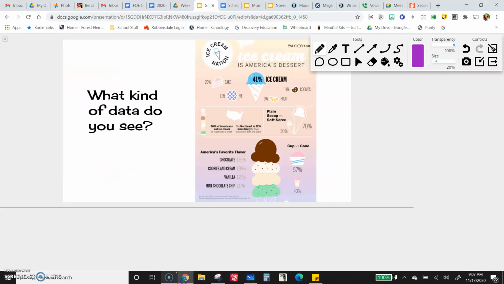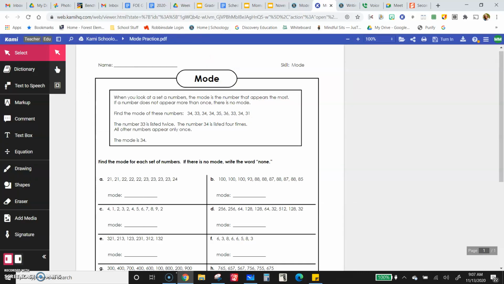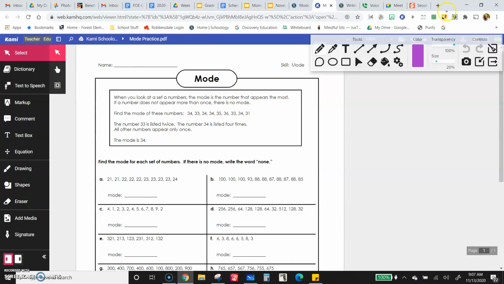Let's take a look at your worksheet that you'll be doing. Notice the example they give us. They tell us there's two 33s, but there's three 34s. So the mode is 34 because it shows up the most number of times, even though another number shows up a couple of times. Oh, there's actually another 34. I missed it. So there's actually four 34s and only two 33s. So that makes the mode 34 because it shows up the most number of times.